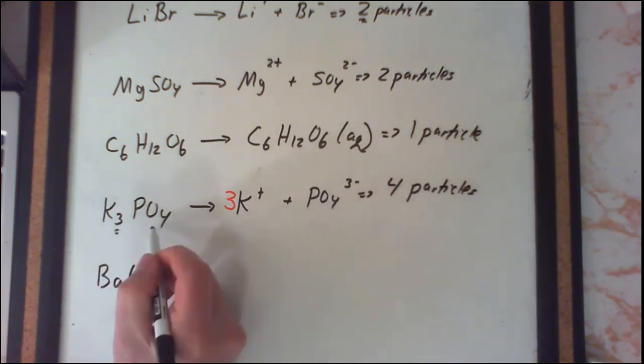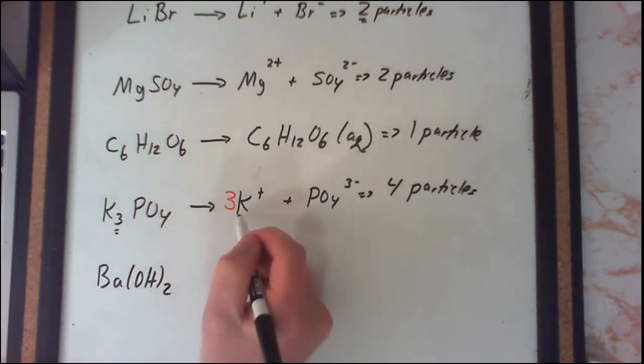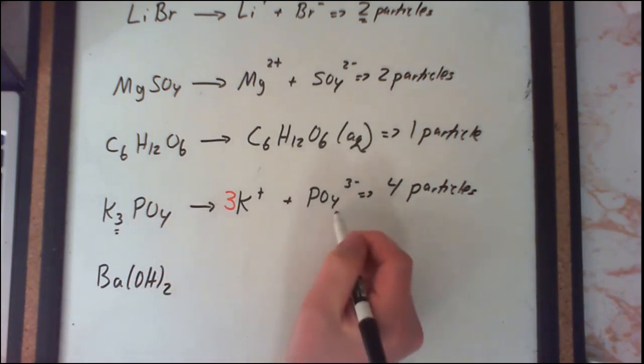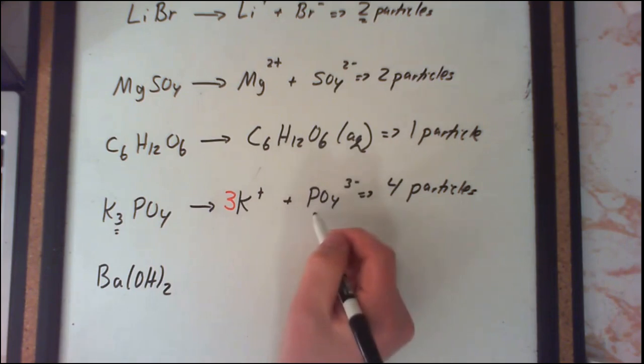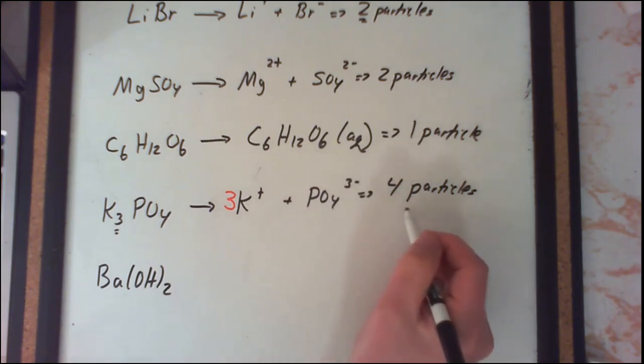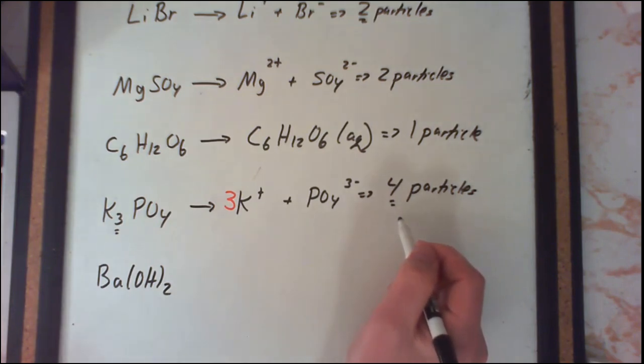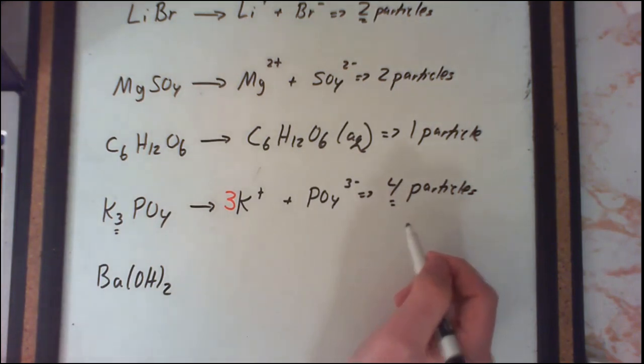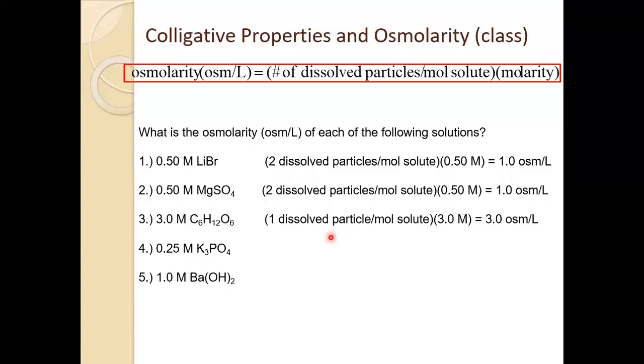So for every 1 mole of potassium phosphate that dissolves, it produces 3 moles of potassium and 1 mole of phosphate for a total of 4 moles of dissolved particles. And it's that 4 moles of dissolved particles that's going to help us calculate the osmolarity of the solution, and the osmolarity of the solution helps us explain these colligative properties. Consequently, the osmolarity of a 0.25 molar potassium phosphate solution will be 4, the number of dissolved particles produced, times its molarity, so 4 times 0.25 gives us a 1.0 osmoles per liter solution.